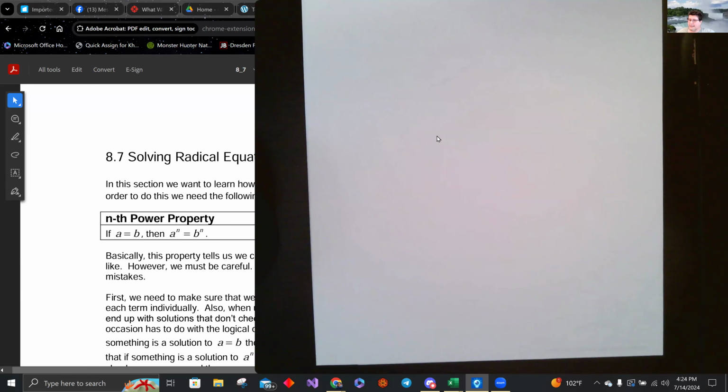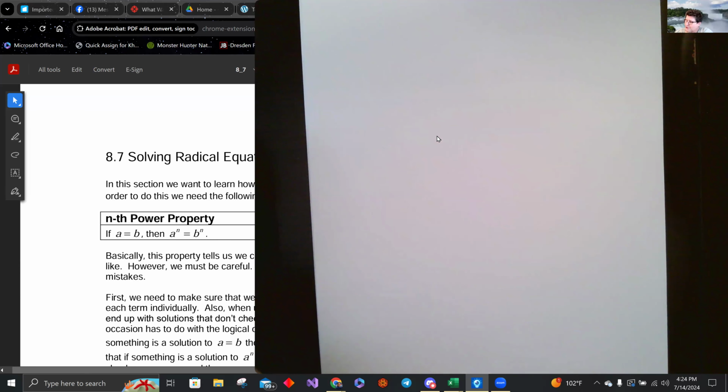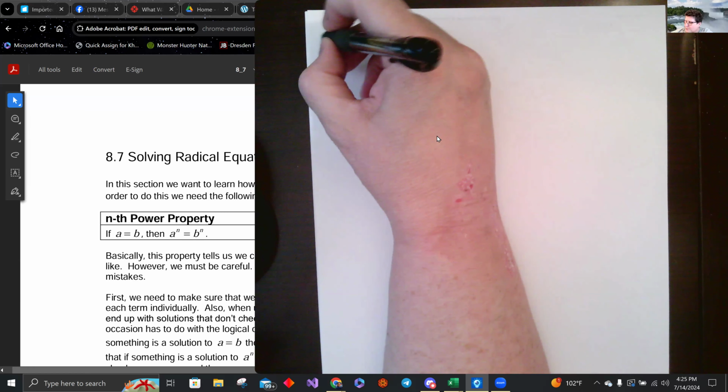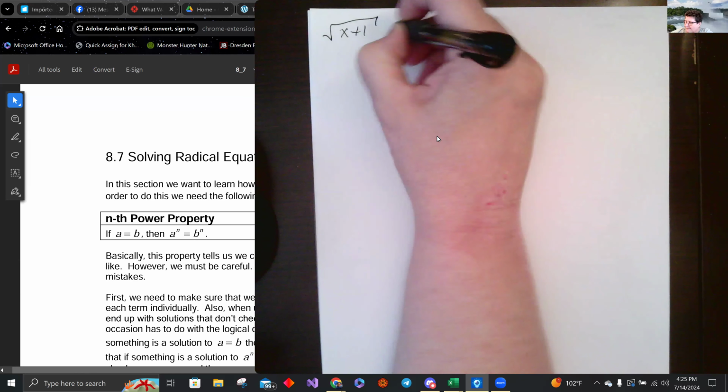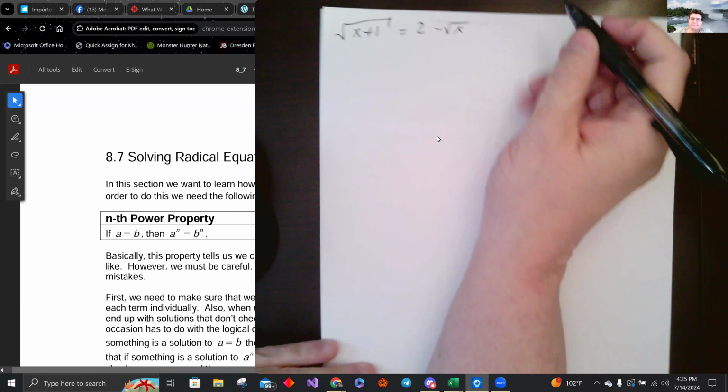We got some more problems. Let's keep going. Let's kick it up a notch. We had 2 radicals in the last problem. We're going to have 2 radicals in this problem, but not everything's in a radical. It's going to change some things up.